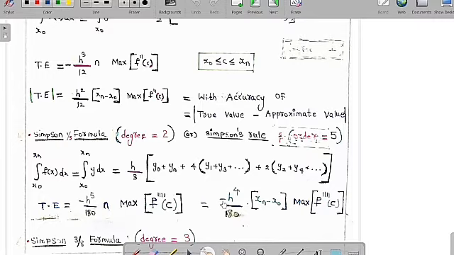It indicates that the true value is always lesser than the approximate value. So therefore we can say the truncation error is always negative. Truncation error is also called the accuracy or order.